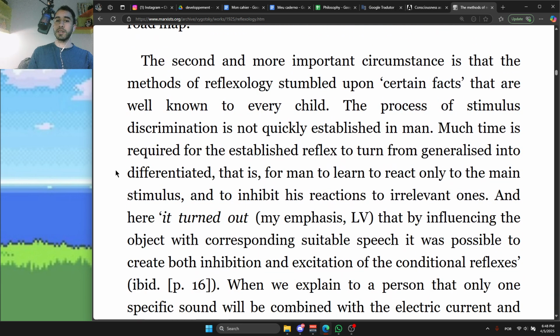The second and more important circumstance is that the methods of reflexology stumbled upon certain facts that are well known to every child. The process of stimulus discrimination is not quickly established in man. Much time is required for the established reflex to turn from generalized into differentiated, that is, for man to learn to react only to the main stimulus and to inhibit his reactions to irrelevant ones. And here it turned out, my emphasis, that by influencing the subject with corresponding suitable speech, it was possible to create both inhibition and excitation of the conditional reflexes.